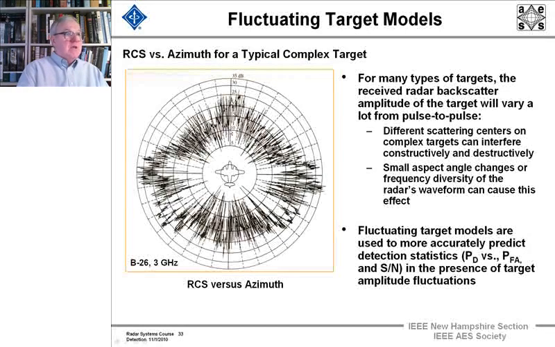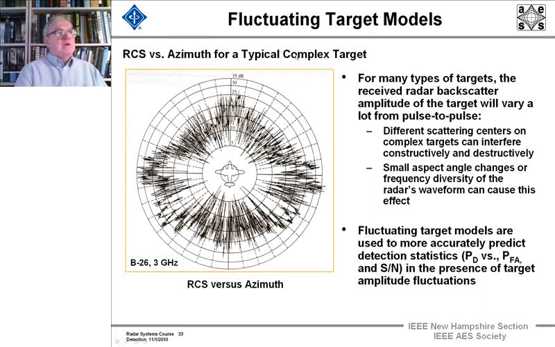And each of these decades, these circles represents 5 dB of cross-section. It's a little bit non-linear, but you can see that from aspect angle to aspect angle, there's a significant amount of fluctuation, and broadside, the cross-section is higher.